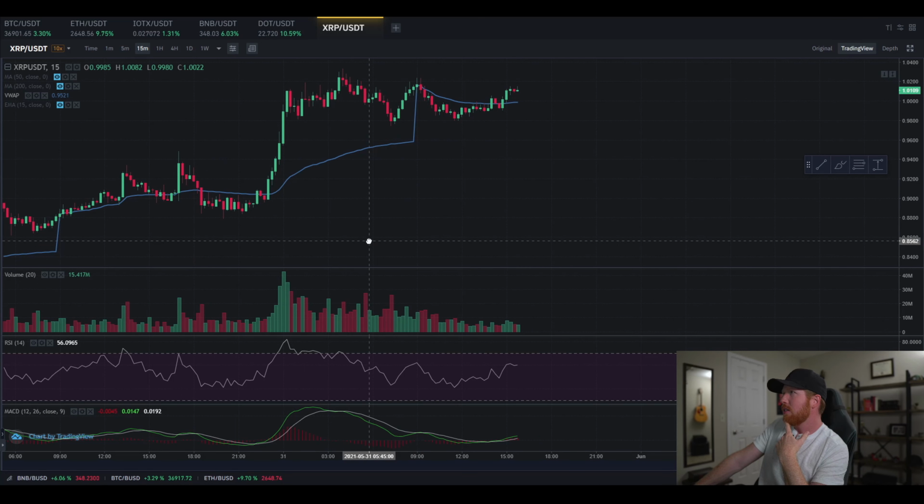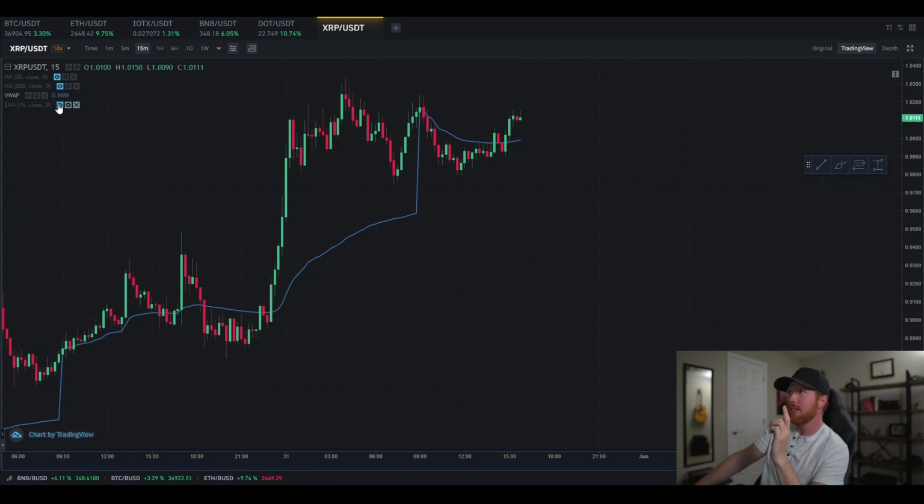Looking at the RSI, also very good, nothing to note there. In fact, I'll come back to that. I want to finish this example here.